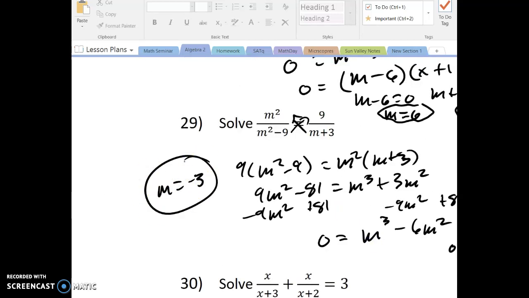Now, with that, what I want you to know how to do is we got to check it. So if I put a negative 3 in here, what happens? It makes a 0. So then this won't work either. So this has no solution.